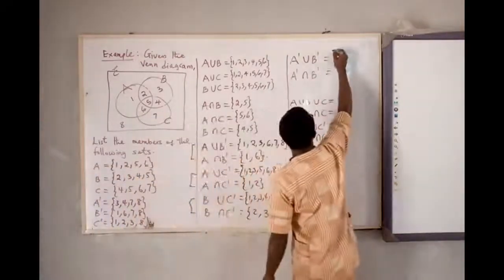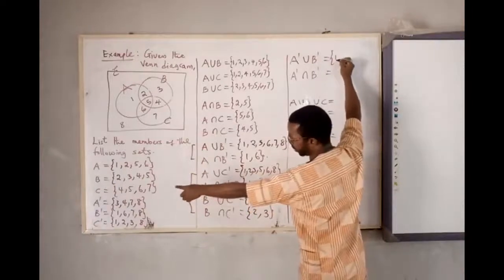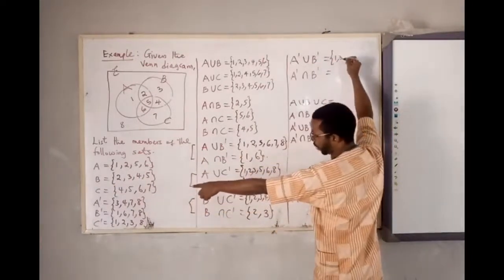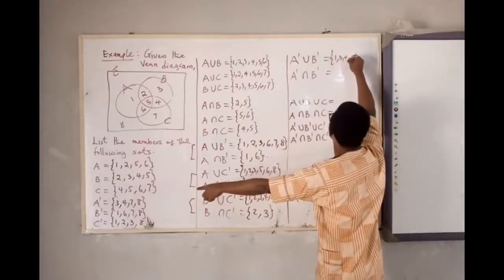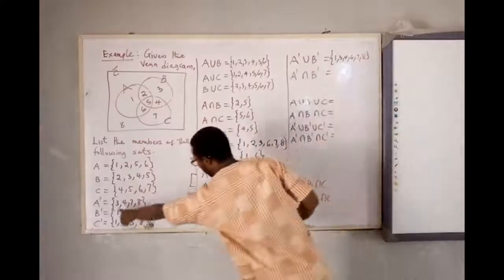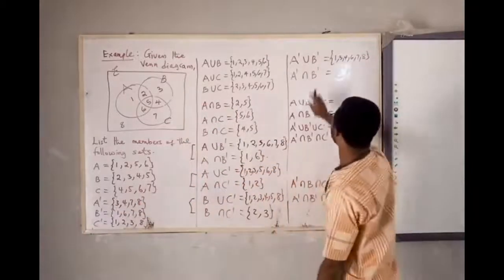So I'm going to have 1, 3, 4, 6, 7, and 8. From the smallest to the greatest, you can arrange anyhow actually, but I like it that way. 1, 3, 4, 6, 7, and 8 without repeating any one. So let's come to this one.